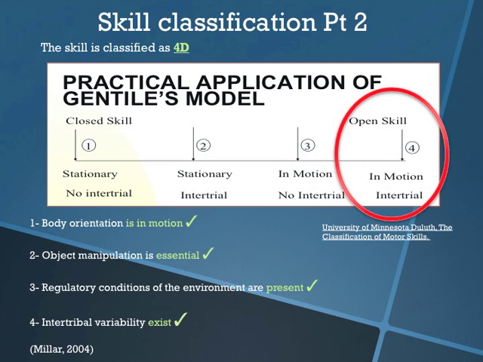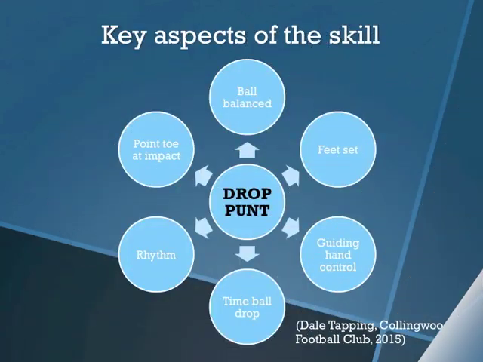From a two-dimensional perspective, this skill is classified as 4D according to Gentile's taxonomy. It is regarded as the most difficult skill to perform. There are a number of key aspects that encompass the AFL drop punt kick, which are shown in the diagram presented. The following video will have the key aspects demonstrated by VFL head coach Dale Tappan.